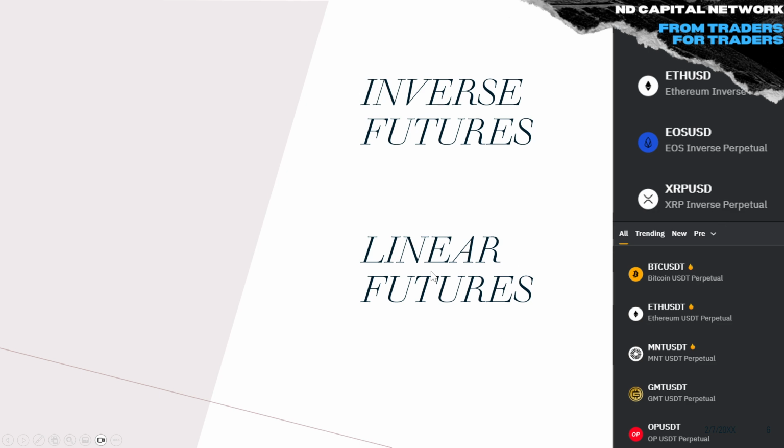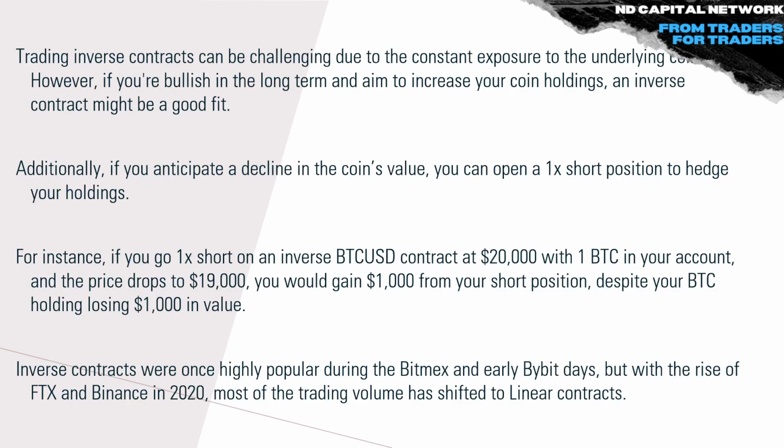The main difference is, let's say you want to hedge. Let's say Bitcoin is at 20,000, you have 1 BTC, and you're going into the weekend, you don't want to lose any money. Bitcoin price drops down to 19k, but you hedged yourself with your 1 BTC, you went 1x short at that time. So even though it went down $1,000 per BTC, you didn't lose anything because your hedge made you money. Simple. Trading the inverse contracts can be challenging due to the constant exposure. So this is the example with the hedge which I just talked about.